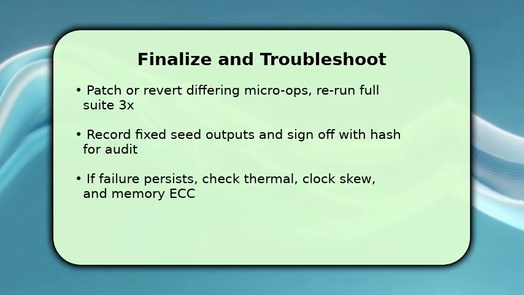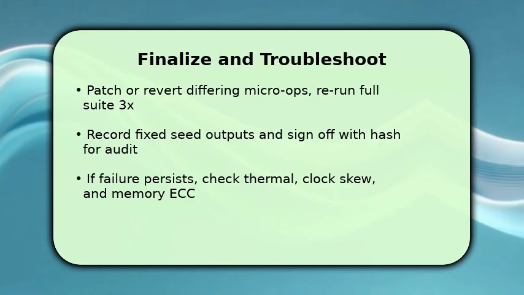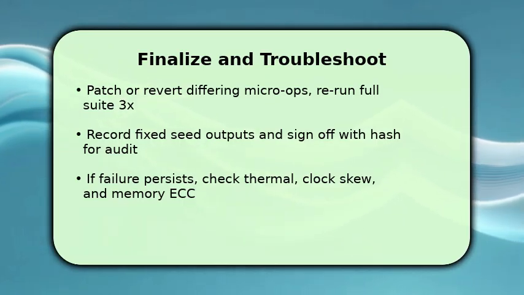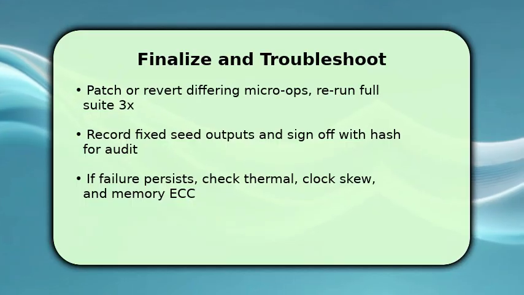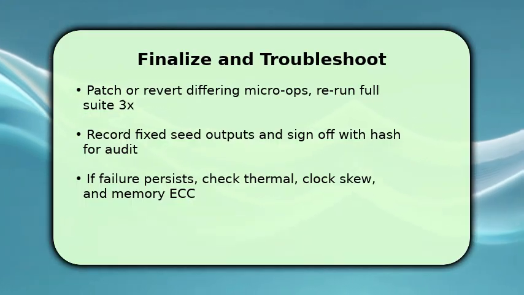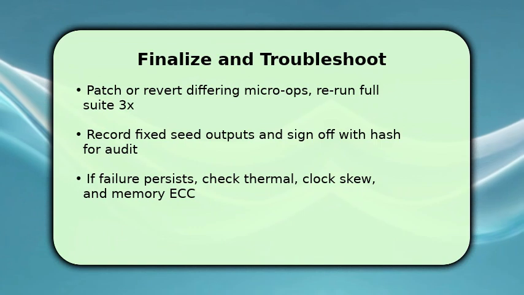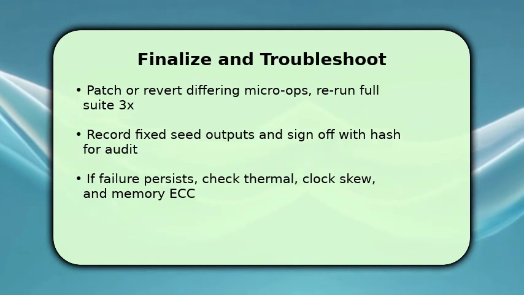If the divergence returns, make sure to inspect hardware factors like thermal throttling, clock skew, and memory ECC errors, because these often manifest as intermittent Cipher B divergences. One key tip: reproduce with a different machine to rule out.